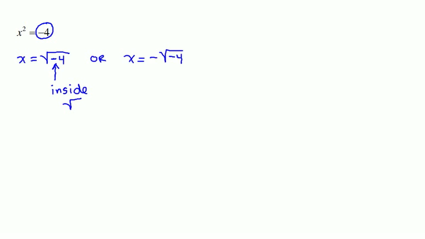We know from simplifying radicals with negative numbers, and when we studied complex numbers and imaginary numbers, that this can be treated as the square root of 4 times the square root of negative 1, which becomes 2 times i. So my first solution is x equals 2i, and my second solution is going to be x equals negative 2i.